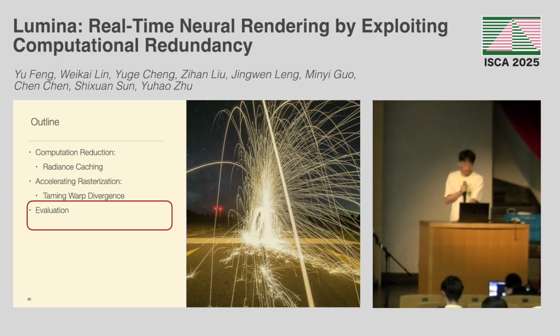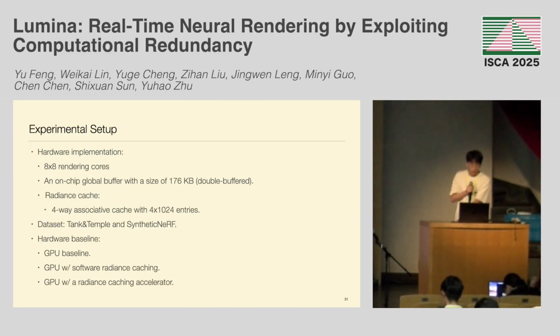Lastly, we show our evaluation. In our evaluation, we implement an 8x8 rendering core with an on-chip global buffer with a dedicated radius cache. In our evaluation, we have three hardware baselines. The first one is GPU baseline. The second one is GPU with software radius caching. And the last one is our architecture design.